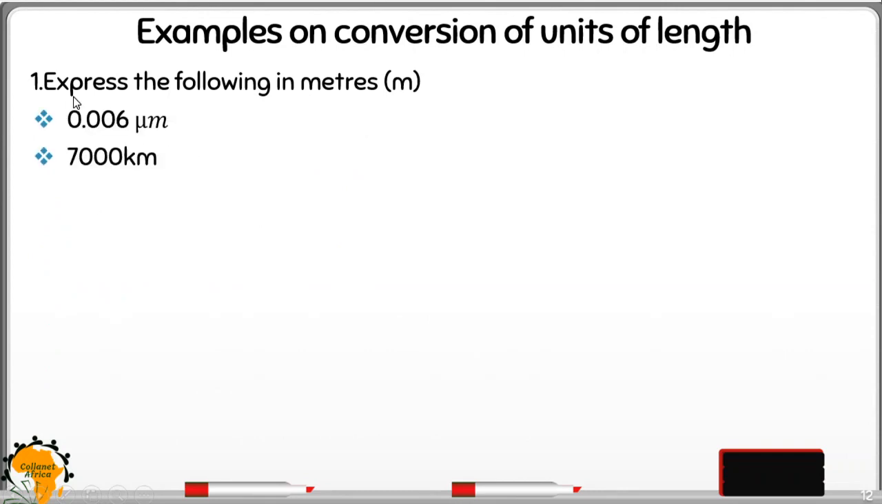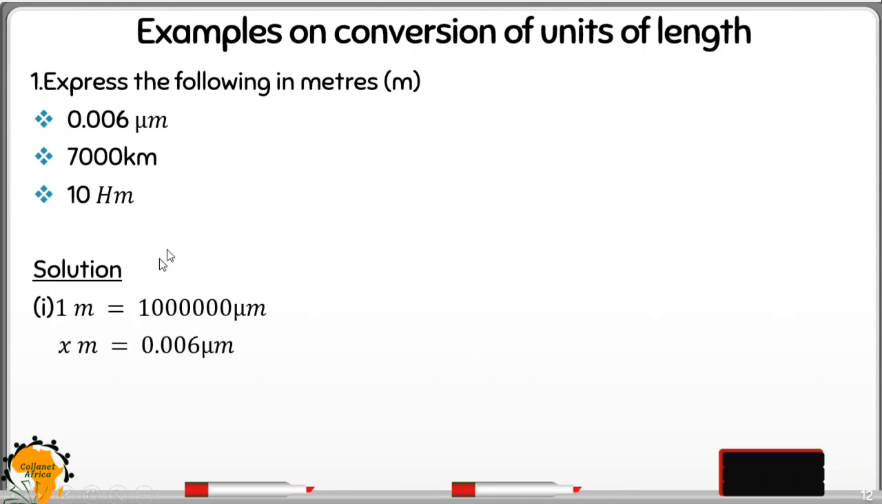Example 1. You're supposed to express the following in meters. The first case you have 0.006 micrometers. In the second case you have 7,000 kilometers. And then the third we have 10 hectometers. How do you go about it? We always start by writing the equivalent. 1 meter is equivalent to 1 million micrometers, as it is indicated on the table.